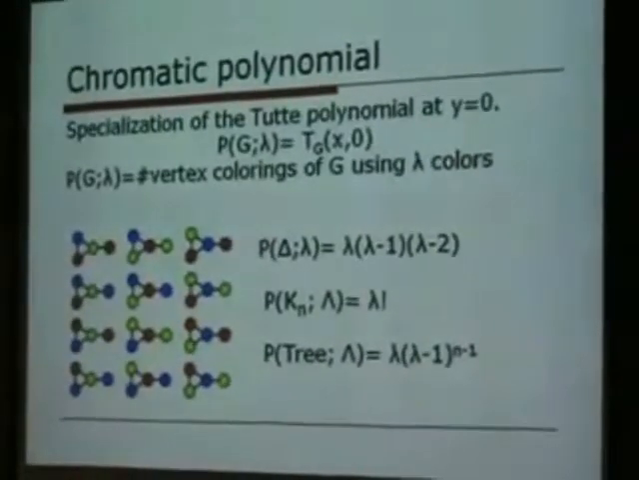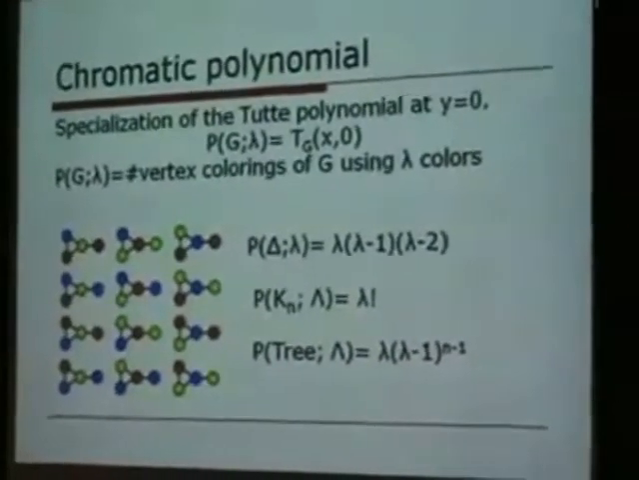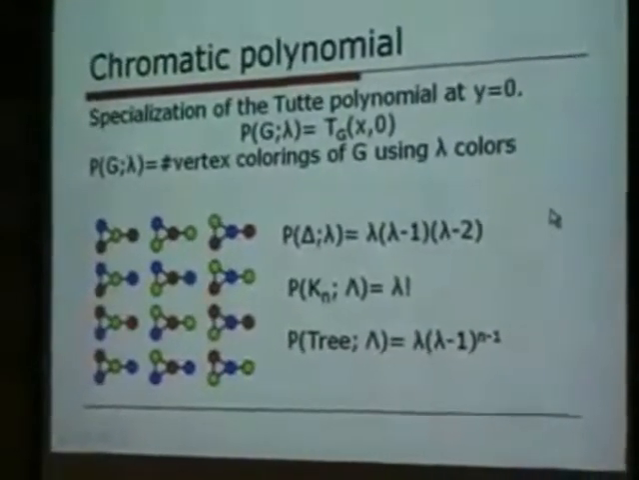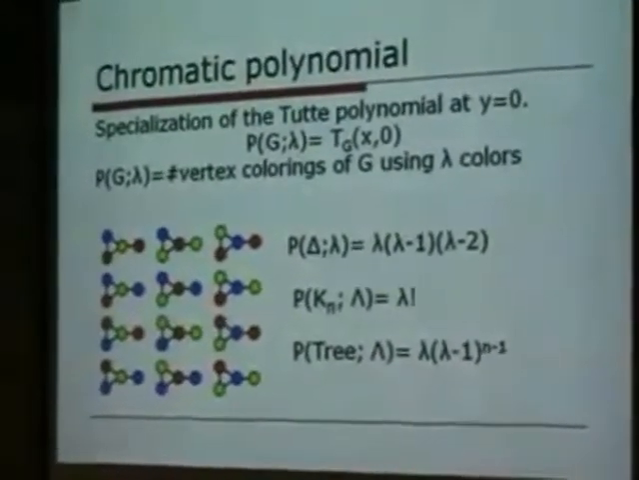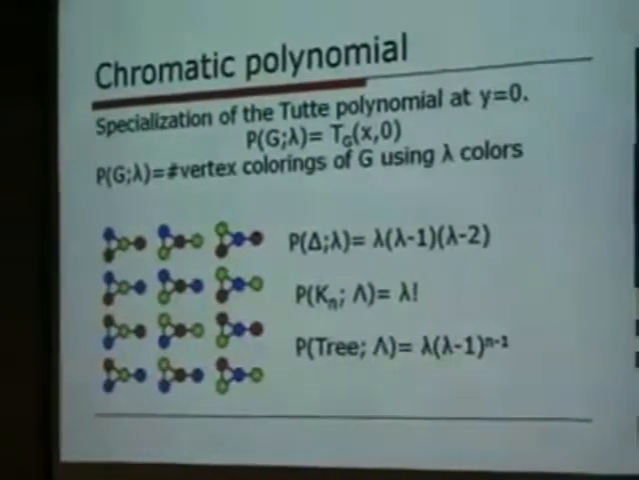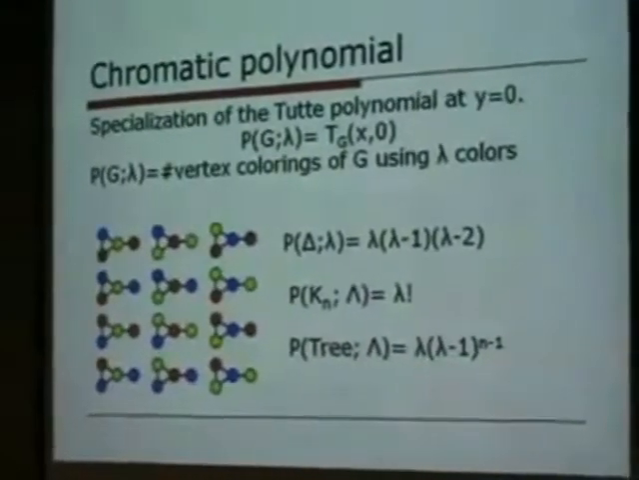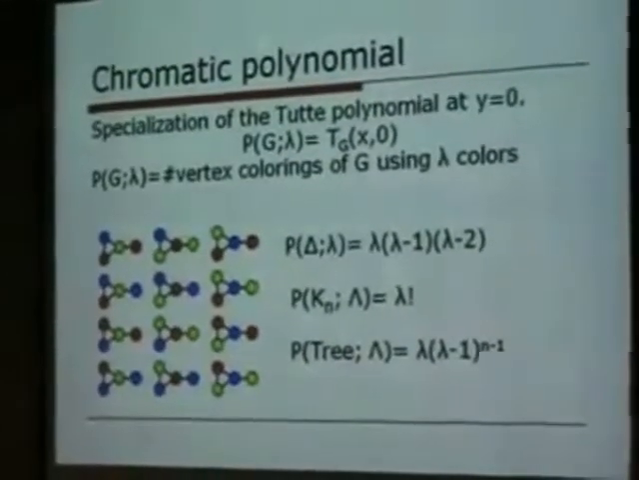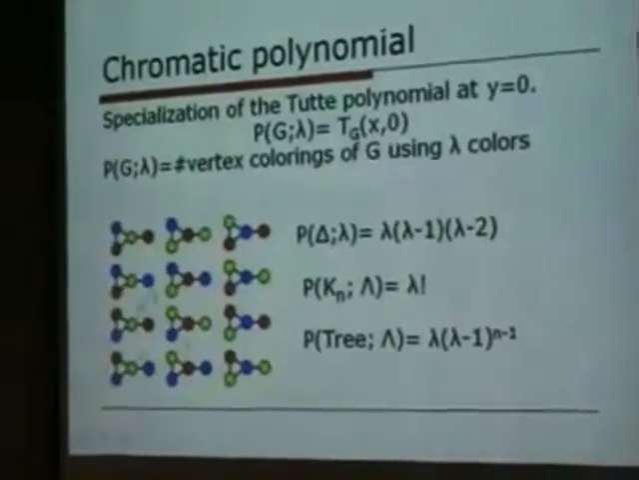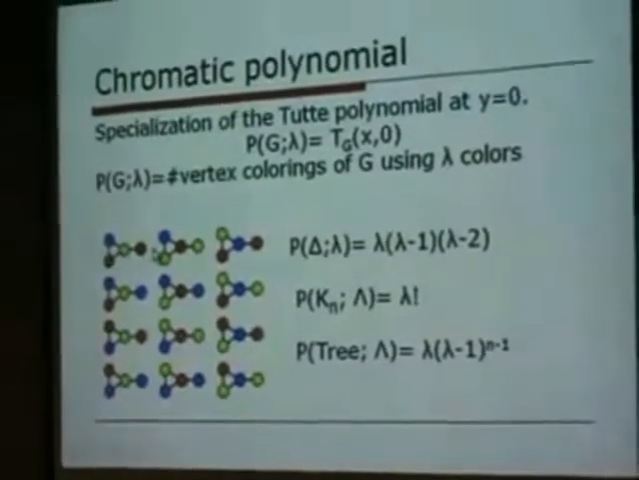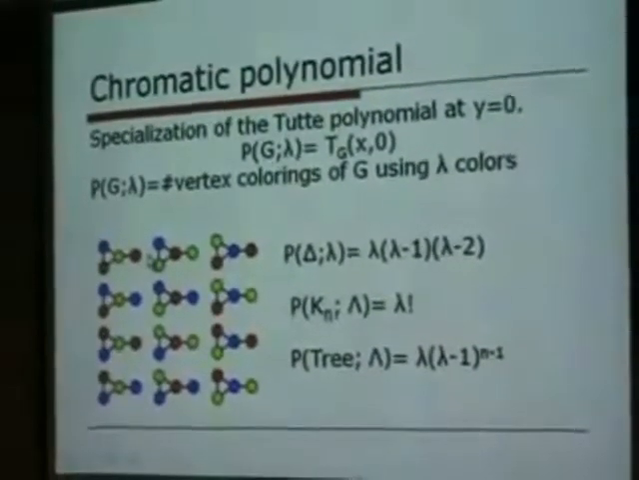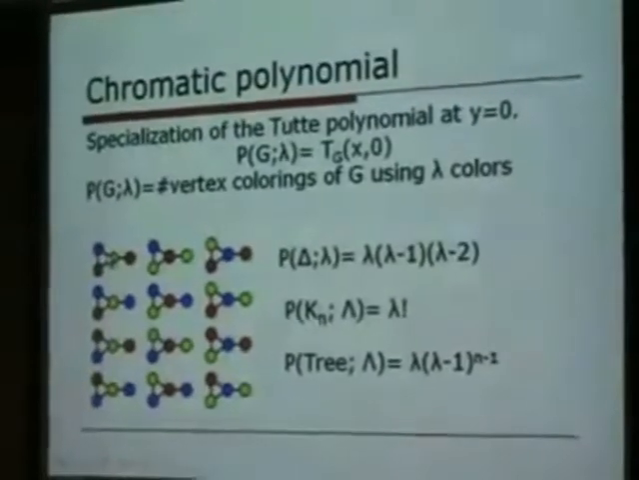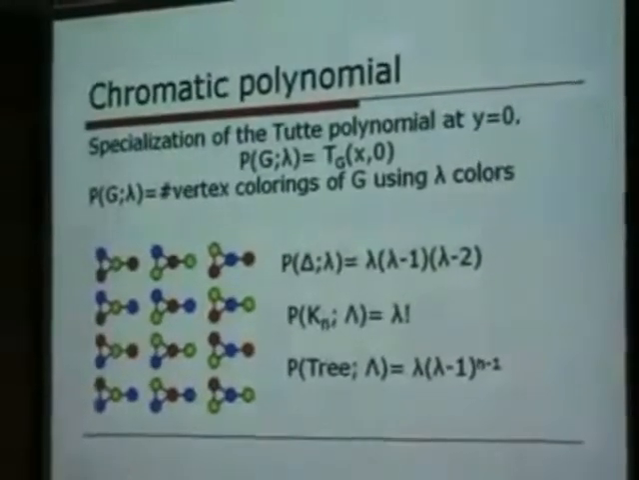Another specialization of the Tutte polynomial is the chromatic polynomial, and it's obtained just by substituting 0 for the second variable. Let me just emphasize that the chromatic polynomial counts the number of different colorings by lambda colors. What's shown in this picture is a way to color this particular graph with 3 different colors. And the rule is that 2 vertices that are connected by one edge cannot be colored by the same color.